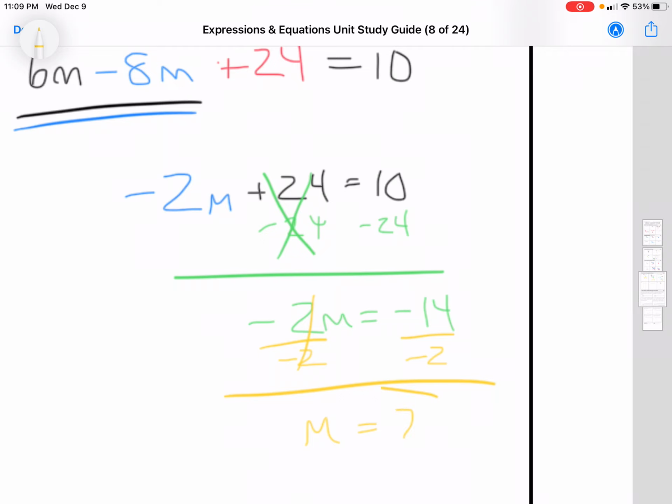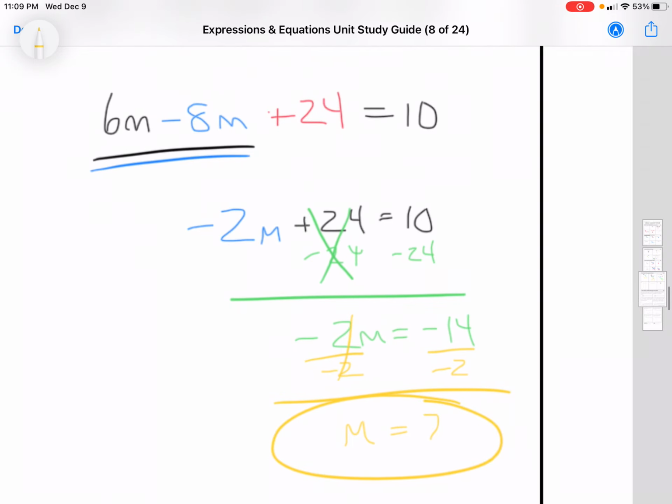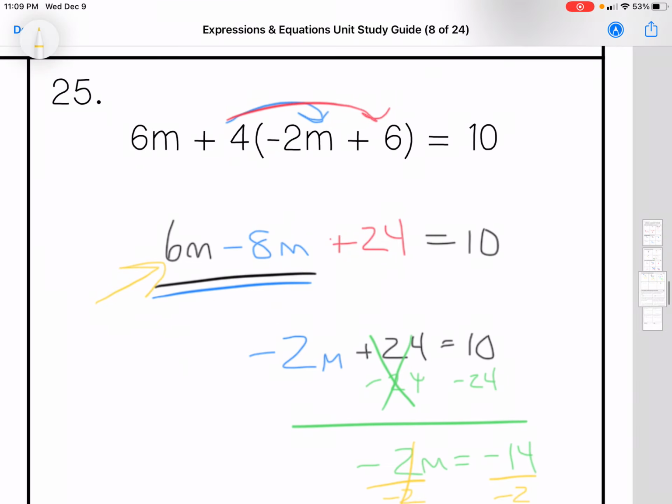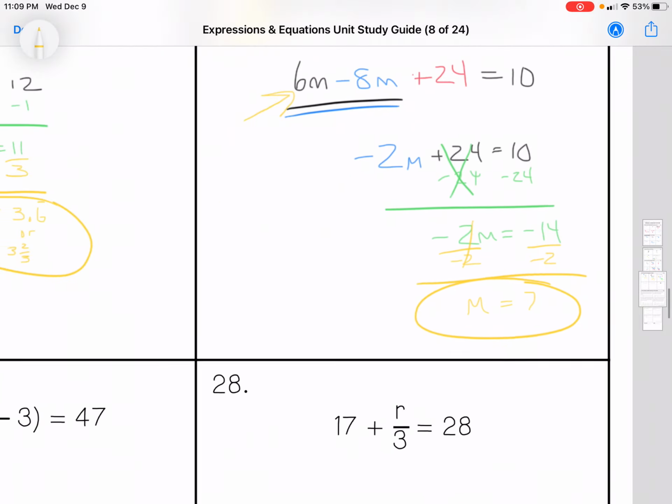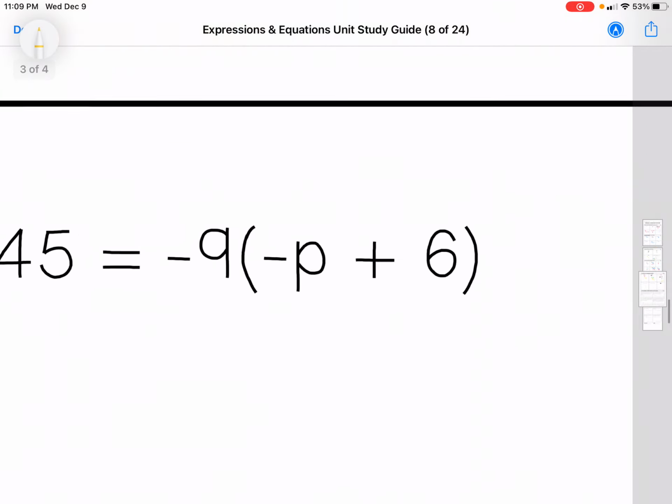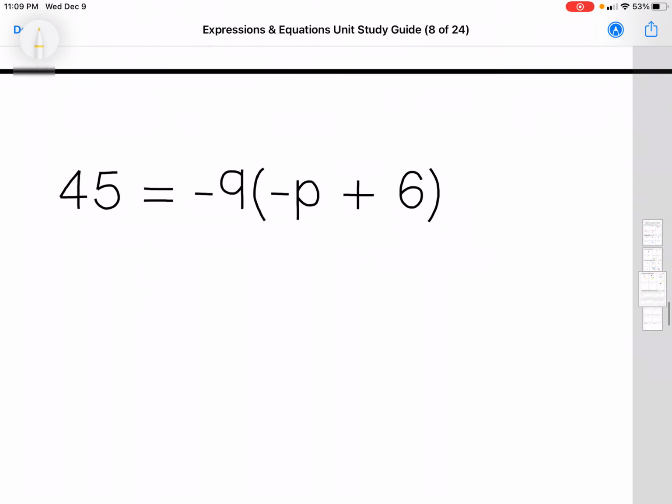M equals positive 7. So there's one extra step in there than that one right there, because they threw that in there. So, all right, if you don't like that 45 being on the left side, that's fine. You can flip it around, just mark it out and put equals 45 on the other side.